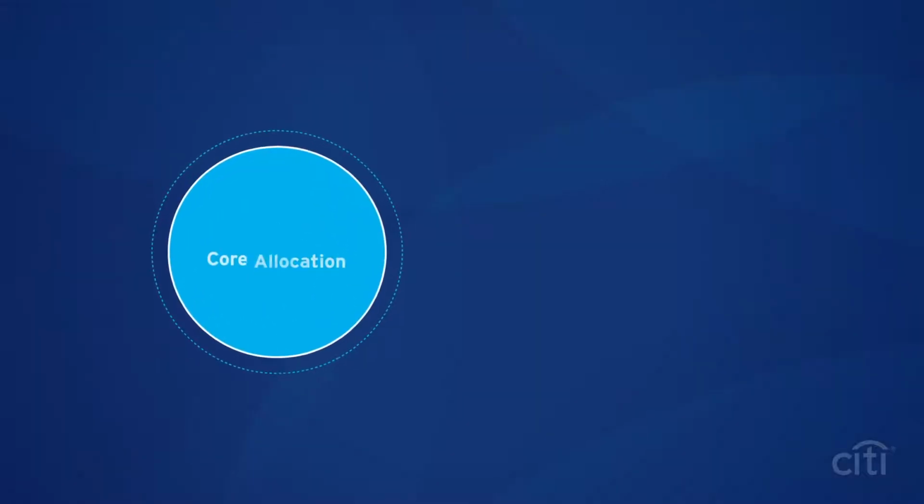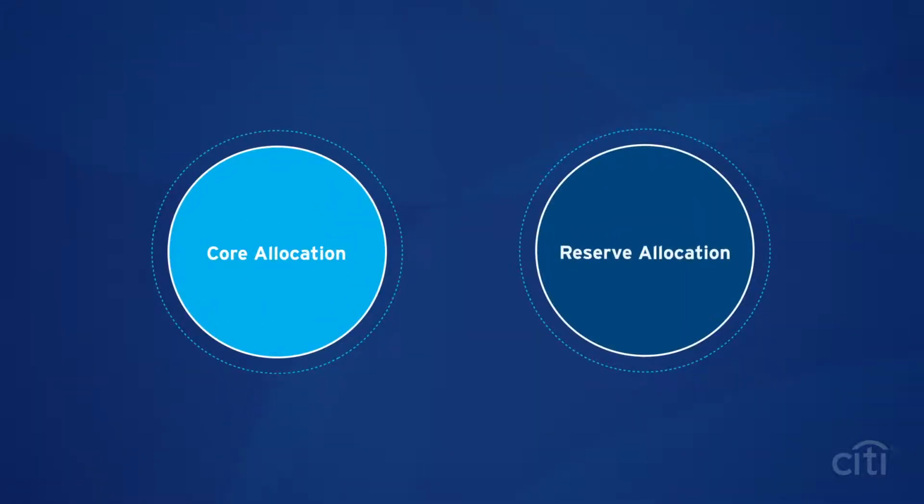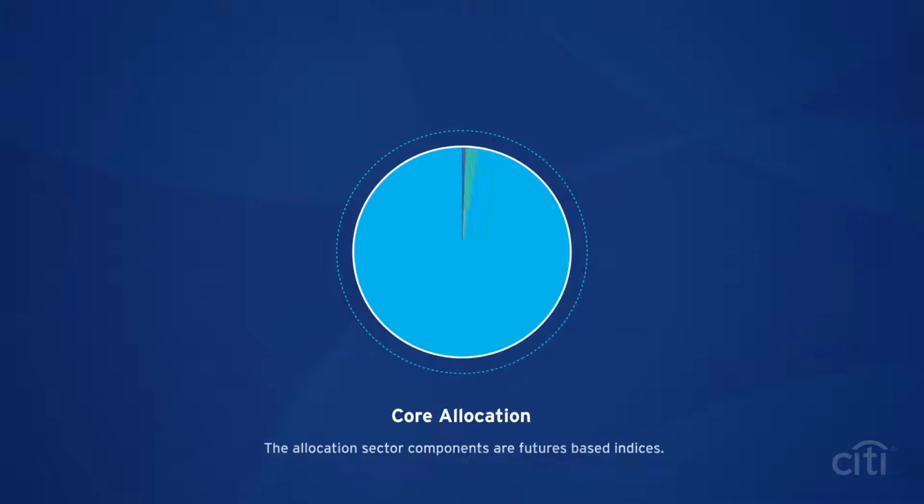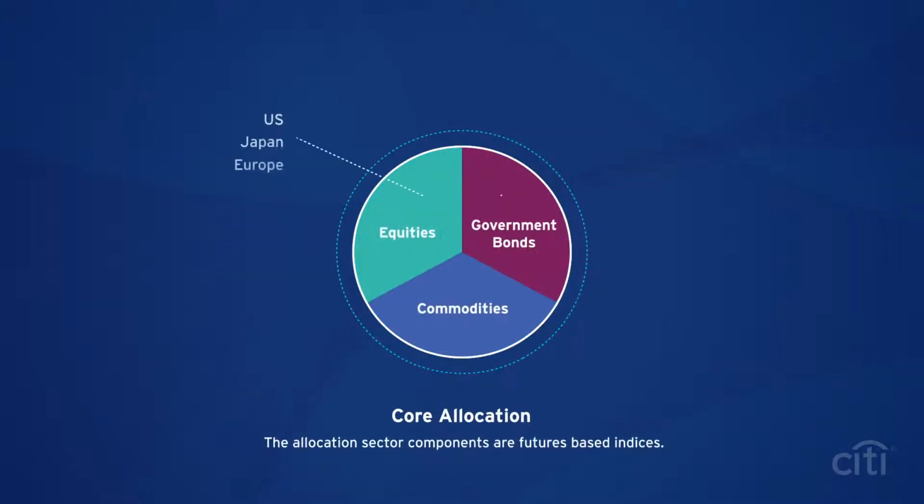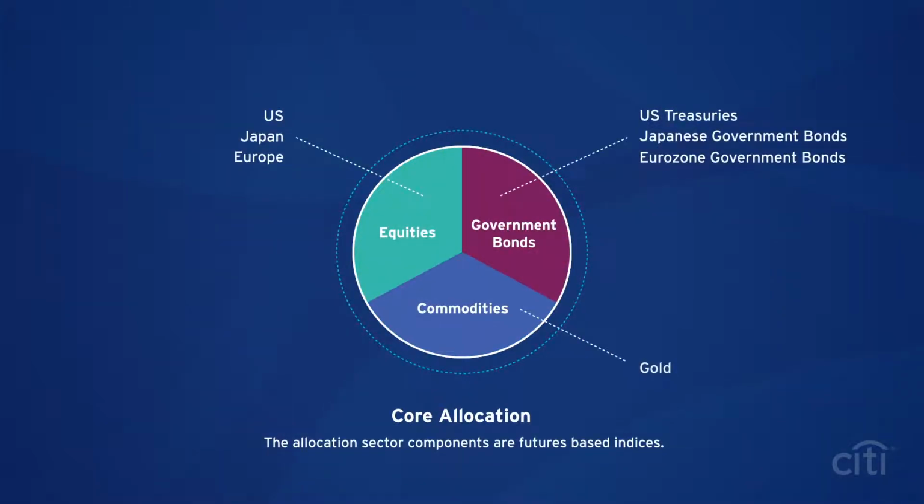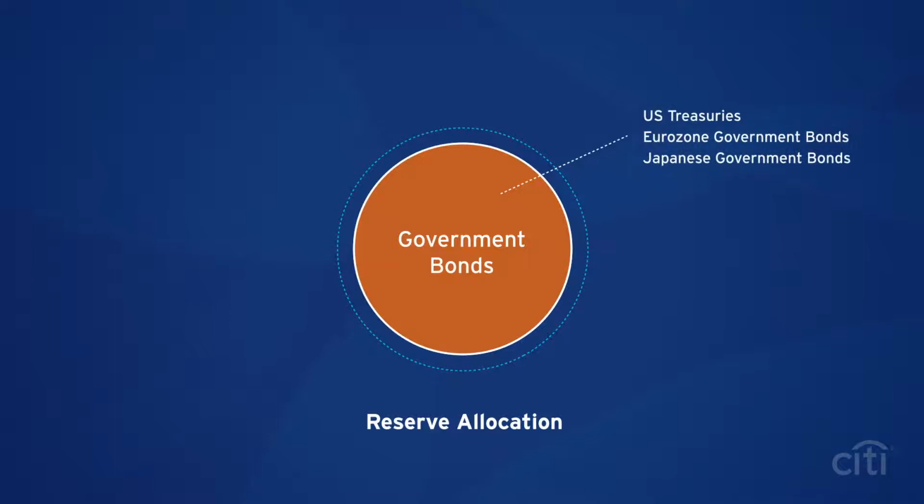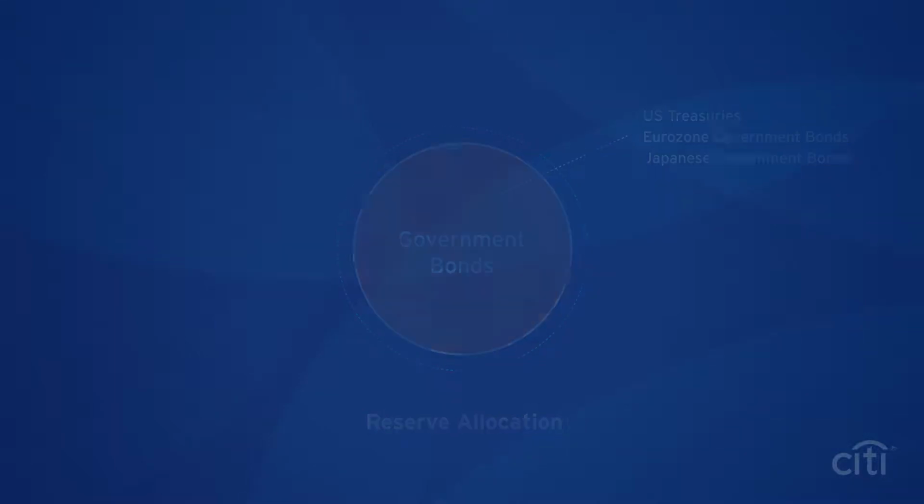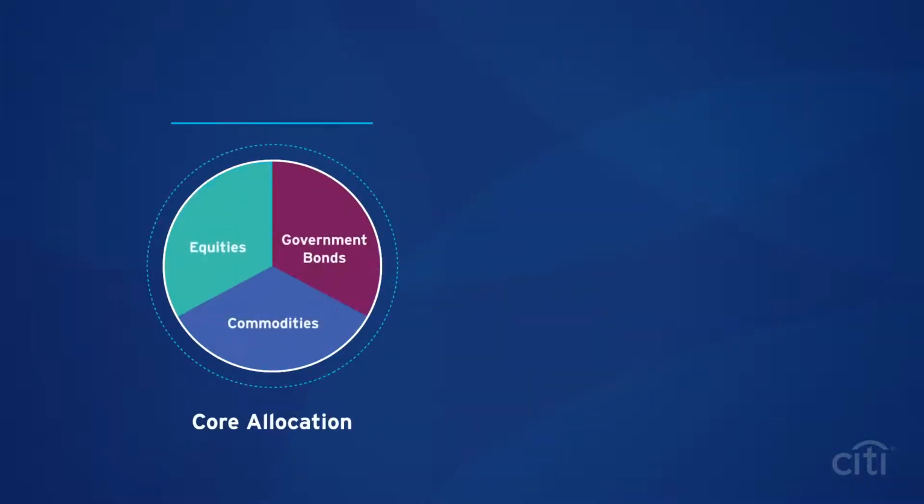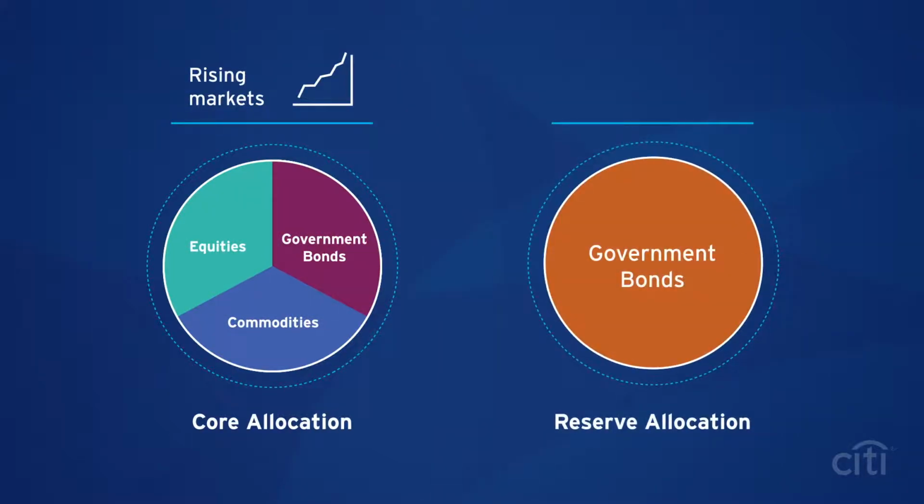These assets fit within a core allocation and a reserve allocation. The core allocation provides a diversified basket of equities, government bonds, and commodities in developed markets. The reserve allocation only provides access to government bonds from developed markets. The core allocation has the potential to provide attractive returns, while the reserve allocation is perceived to be less risky than the core allocation.